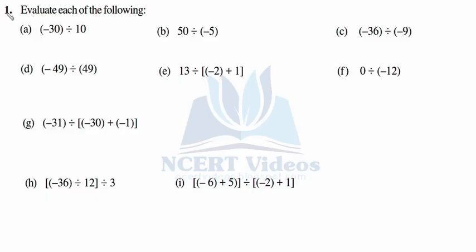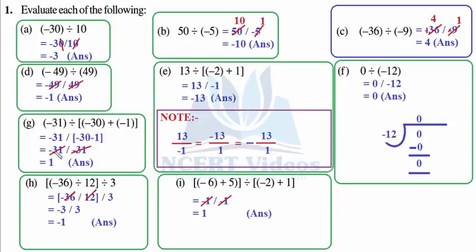Question 1. Evaluate each of the following. So these are the questions which we have to evaluate. That is, we have to simplify them and find the final answer. So A part is minus 30 divided by 10. So this division can also be written as minus 30 as it is, divide by 10. 0 zeros get cancelled out, you're left with minus 3. Therefore it is your answer.